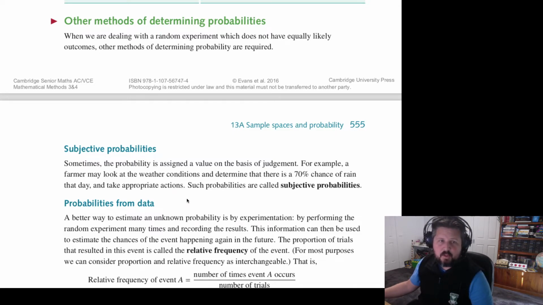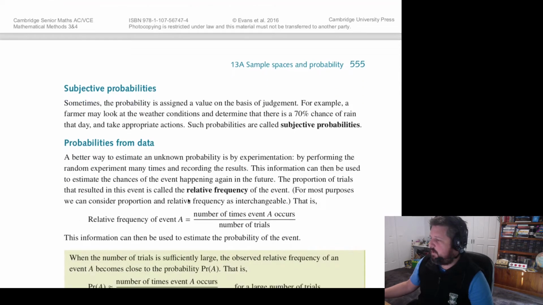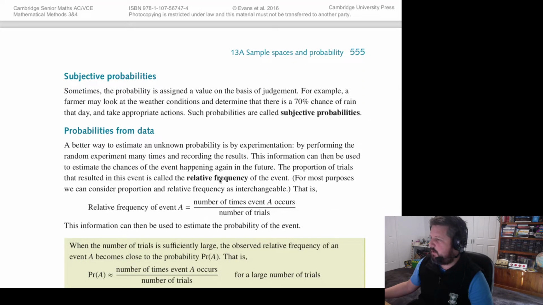Another way in which you can work these probabilities out is to collect data and make some judgments based on some data. So again, you could do a random experiment and record those results, and you may have done coin tossing and dice rolling and recorded results in the past, and obviously doing those trials, you'll collect a relative frequency of these events. It says here the relative frequency of an event A is the number of times the event A occurs divided by the number of trials.